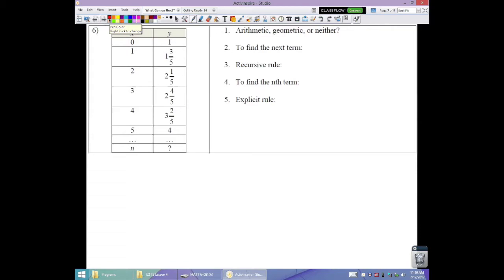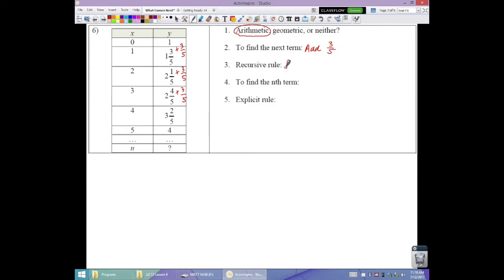Okay, fractions, oh my, mixed numbers. Well, to get from 1 to 1 3/5, I would add 3/5. If I add another 3/5 to that, that gets me past 2 to 2 1/5. So this one is adding 3/5. Once again, feel free to use your calculators, work backwards, trying subtraction and trying division. This is arithmetic. To find the next term, you simply add 3/5.